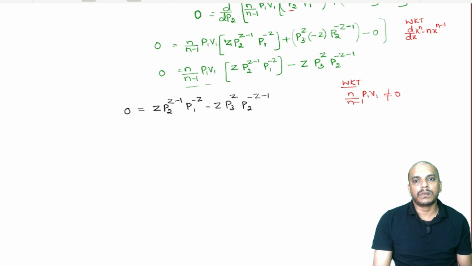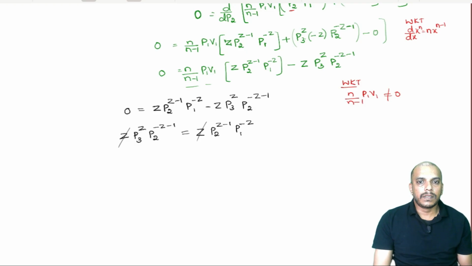Only this must be equal to 0, because we know that this cannot be equal to 0. So, let us send this term to the other side, like P3 power Z, P2 power minus Z minus 1 must be equal to Z, P2 power Z minus 1, P1 power minus Z. Now, this Z cancels out.